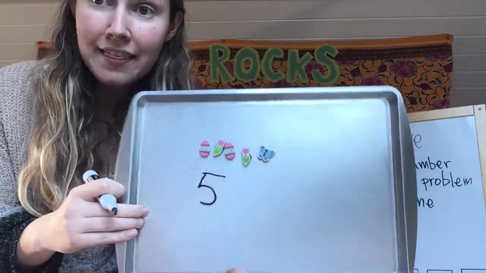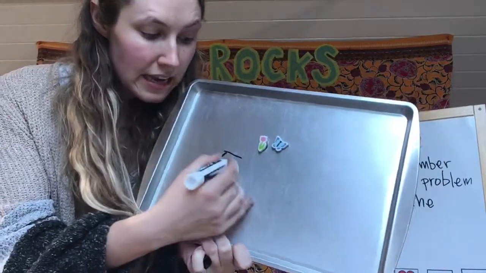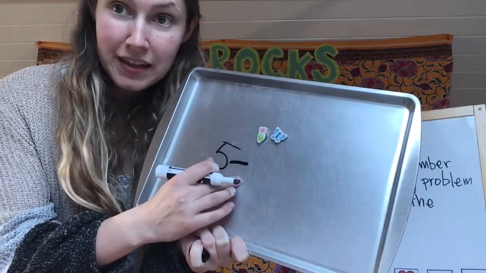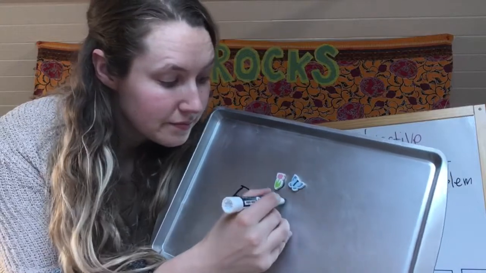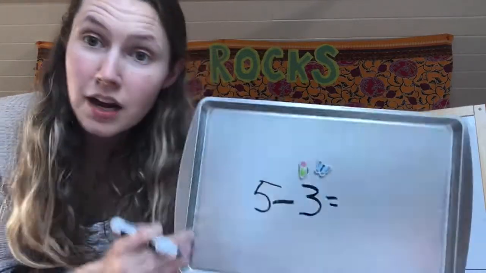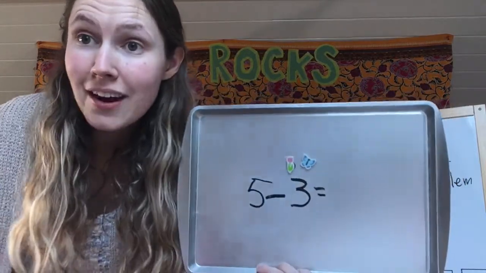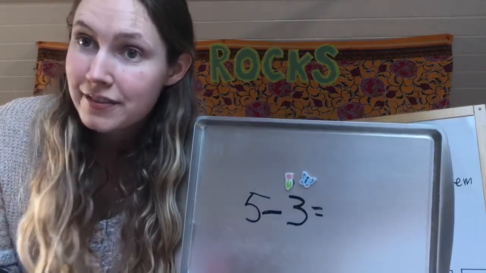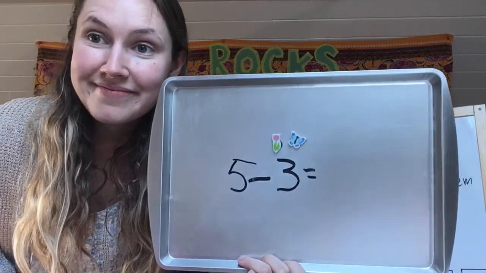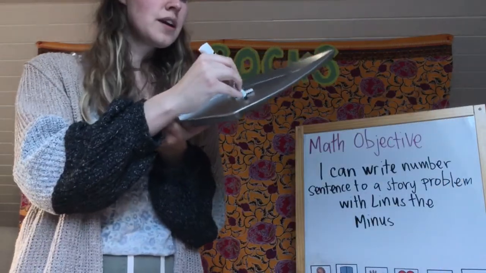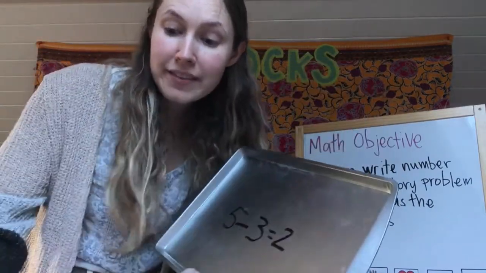5. And then I said Linus the Minus took away 3. So he came in here, Linus the Minus came in here, so I need to add my Linus the Minus guy. And he took away 3. Now remember, when we're talking about subtraction and Linus the Minus, our equal sign is asking us how many are left. What's left over? How much is left now? So how many things did I have left in my garden? 2. I had 2 things left in my garden. So that's an example of how we're answering what's left over.